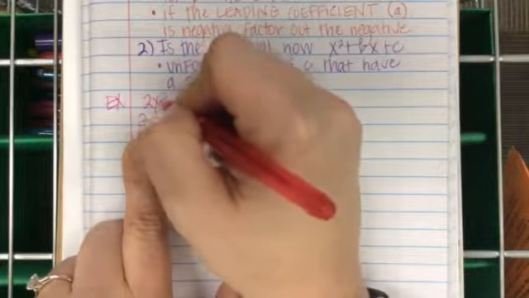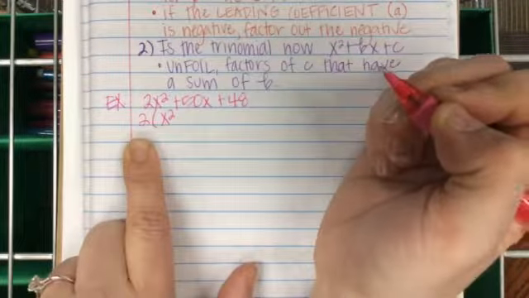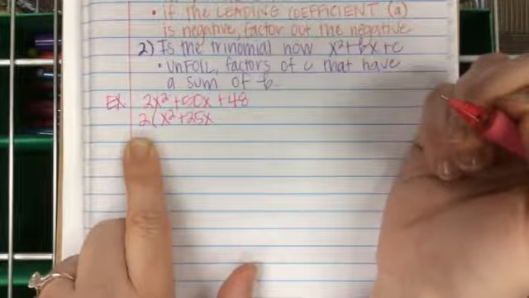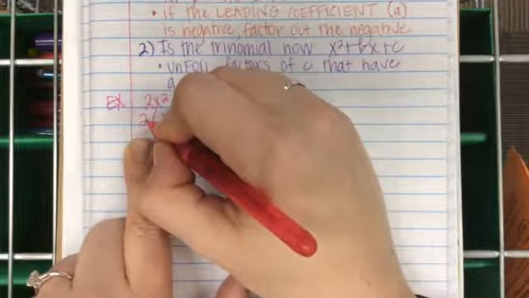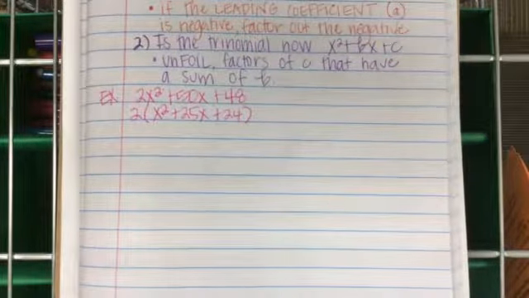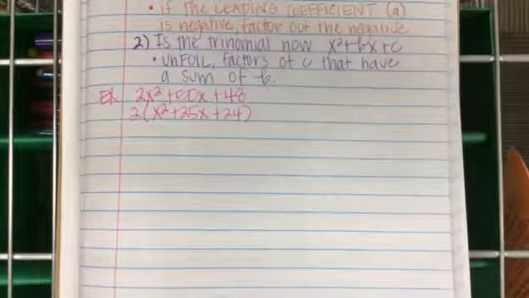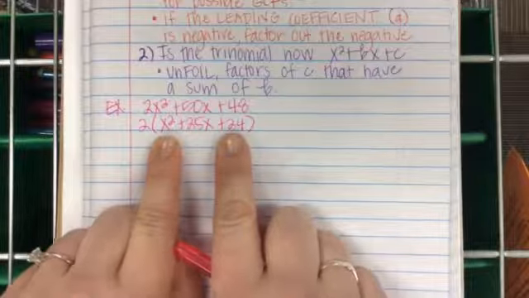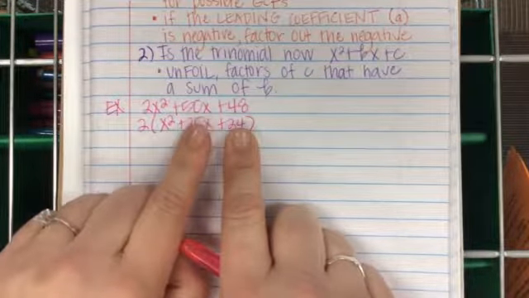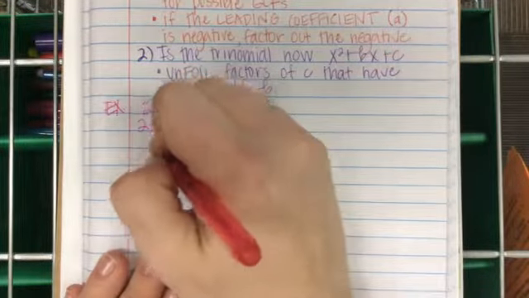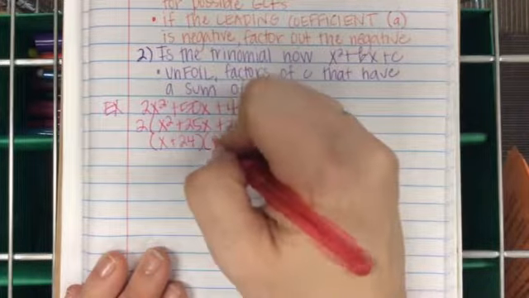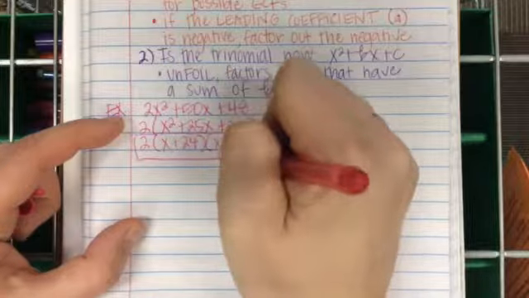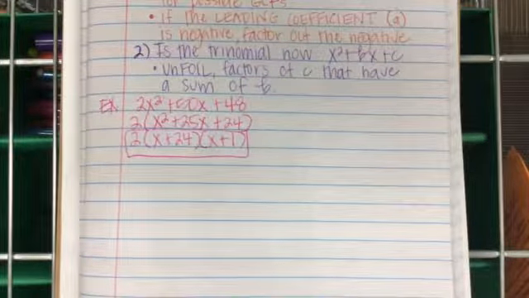So 2x squared divided by 2 is x squared. 50x divided by 2 is 25x. 48 divided by 2 is 24. After I've factored out the greatest common factor, is this unfoilable? Factors of 24 that have a sum of 25. 24 and 1. So x plus 24, x plus 1. Don't forget that greatest common factor up front. So wouldn't that still be a trinomial though? No, because it's not simplified.